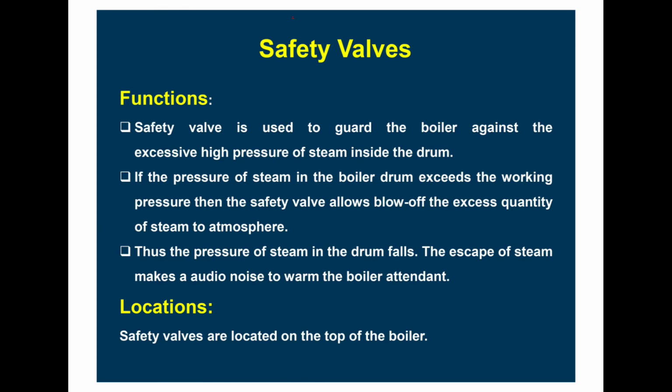Safety valve. The safety valve is used to guard the boiler against excessively high pressure of steam inside the drum. If the pressure of steam in the boiler drum exceeds the working pressure, then the safety valve allows the excess quantity of steam to blow off to the atmosphere. Thus, the pressure of steam in the drum falls. The escape of steam makes a loud noise to warn the boiler attendant. Location: safety valves are located on the top of the boiler.